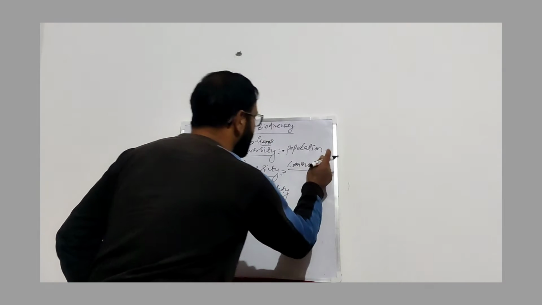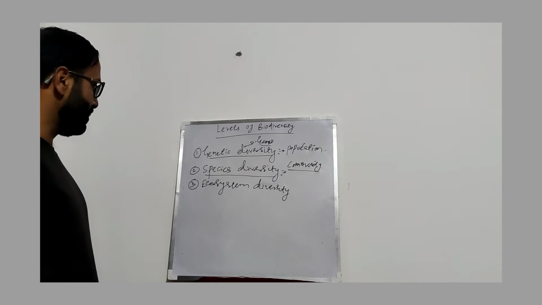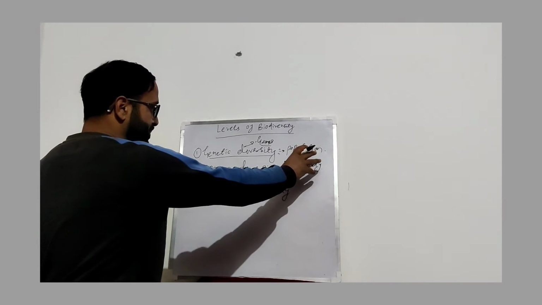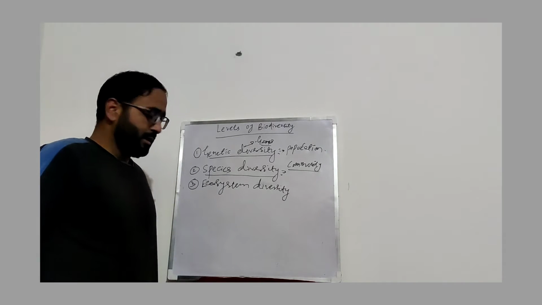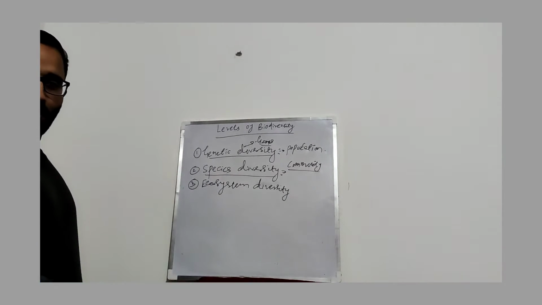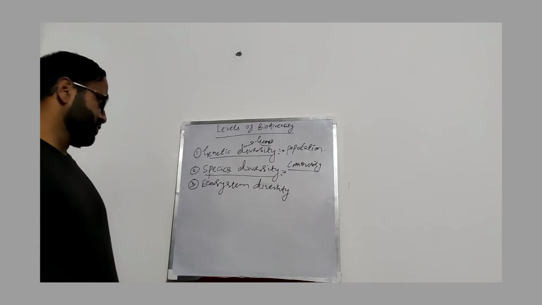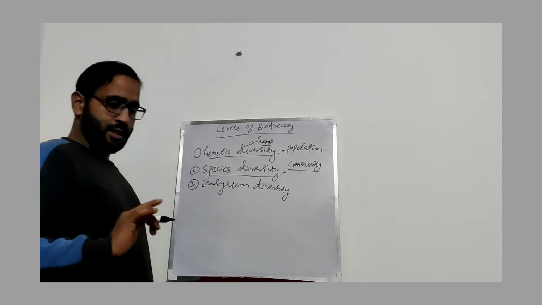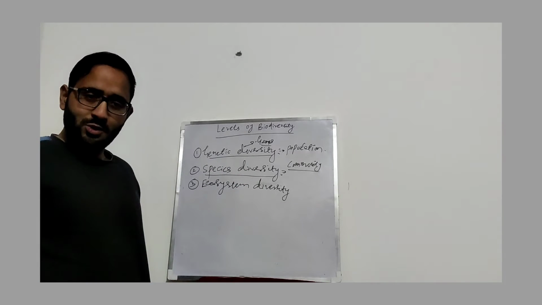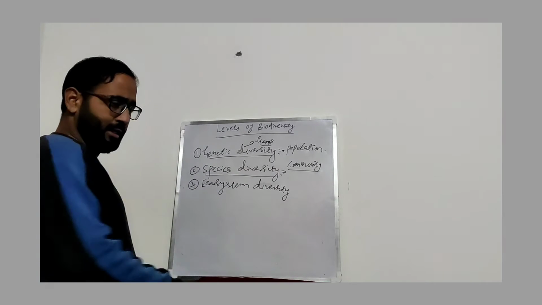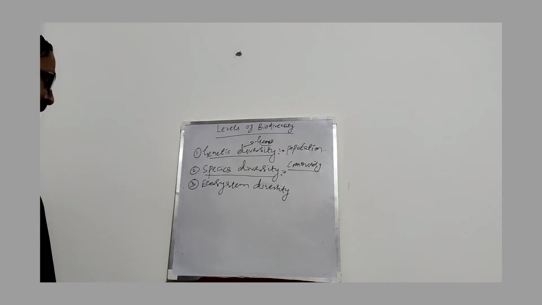A community is a group of two or more species occupying some area. So species diversity is present in a community, or we can say species diversity is the number of species present in some area. It is the variations or differences which are present among different species, or we can say the number of species occupying some particular area is species diversity.